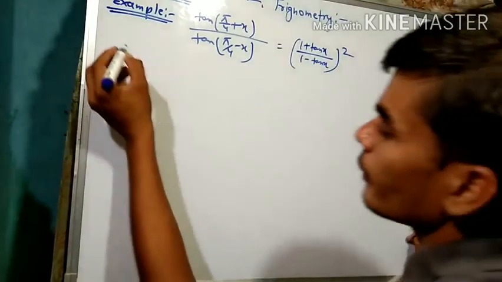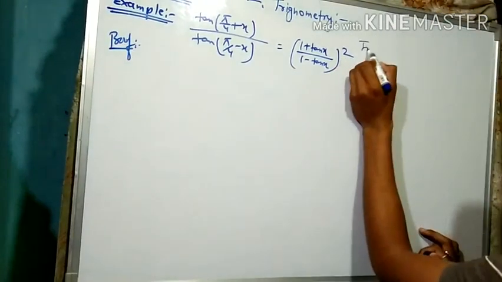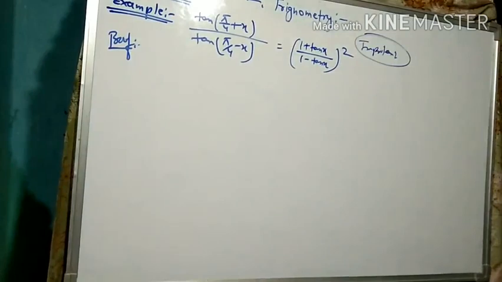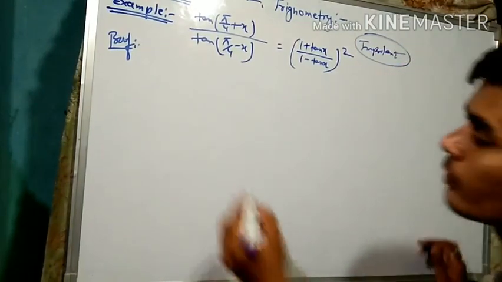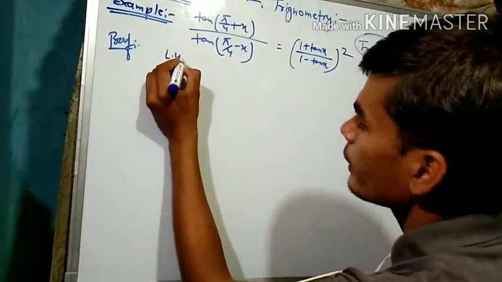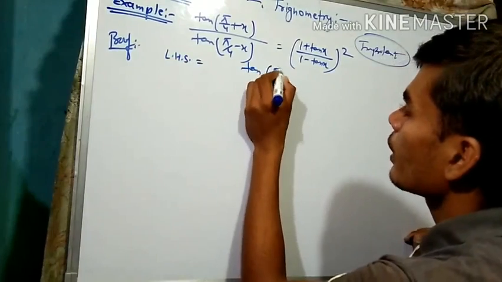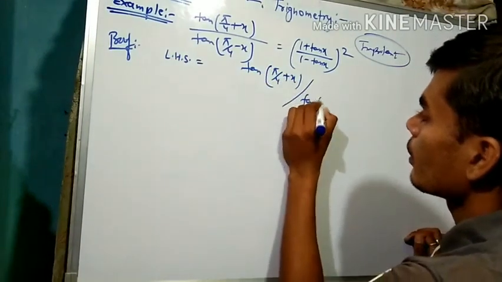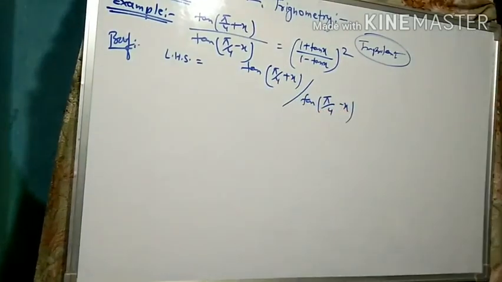Okay. Firstly we have to take the left hand side. This is an important question, asked a lot of times in your examination. Firstly take the left hand side. What is given? Tan(pi by 4 plus x) upon tan(pi by 4 minus x). Yes, this is your left hand side.